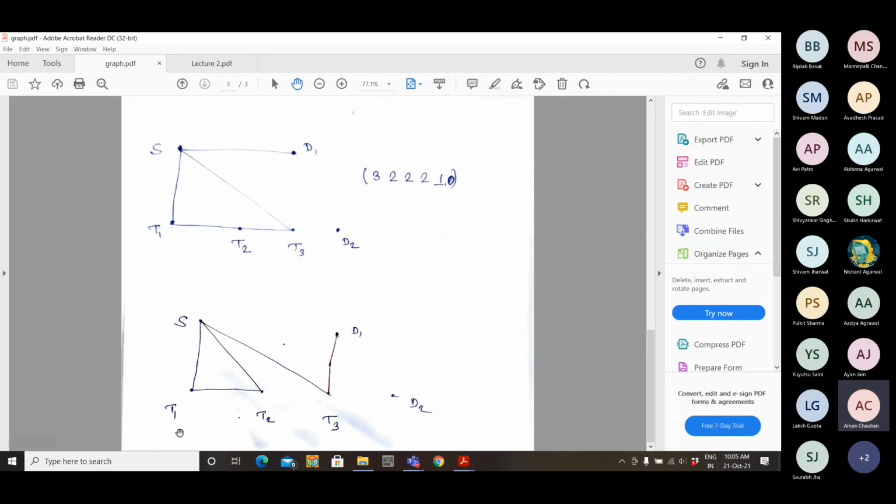So we get this graph here, and if we look at the degree sequence of this graph, vertex S has degree 3, T1 has degree 2, T2 has degree 2, T3 has degree 2, D1 has degree 1, and D2 has degree 0. So the degree sequence of this graph is 3, 2, 2, 2, 1, 0.